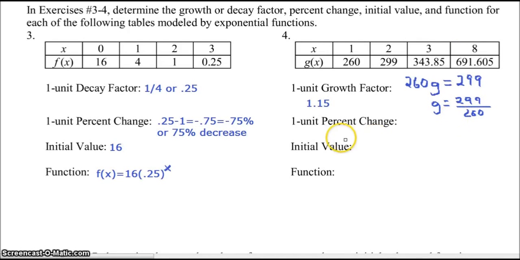Okay, now we can see the percent change. We're going to be increasing by 15% every year. You could say 1.15 minus 1 and get 0.15, but it's pretty clear here that this is a 15% increase. Okay, so we're still missing the initial value and our function.